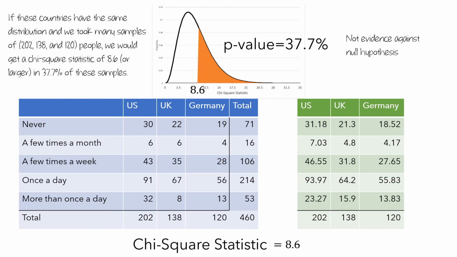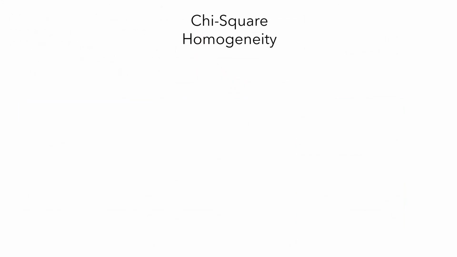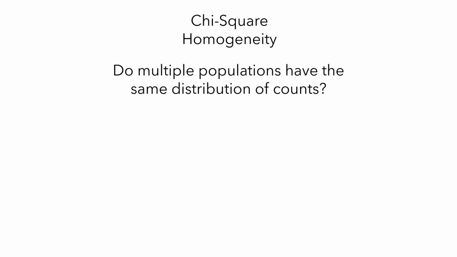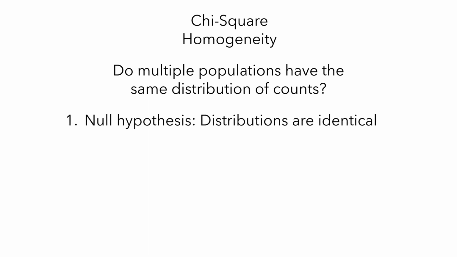Now let's summarize what we've done here. So in this video, we did a type of analysis called chi-square for homogeneity. It is used for research questions that ask whether multiple populations have the same distribution of counts. In our example, our 3 populations were people in the US, the UK, and Germany. Our null hypothesis was that the distributions were identical.